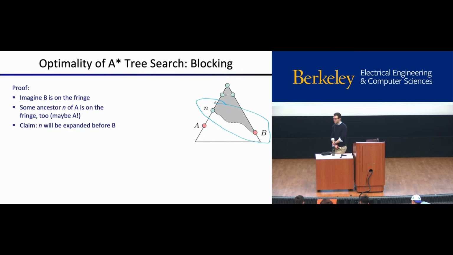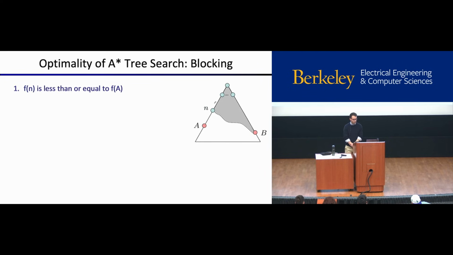But that's hard to think about, comparing N and B. So first let's think about this comparison. This will be an easier thing for us to compare. We're going to compare the F scores for N with the F score for A. And I'm going to claim that the F score for N is less than or equal to the F score for A. Why is that the case?